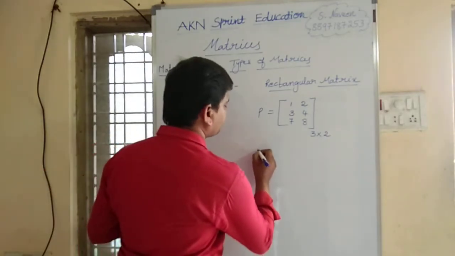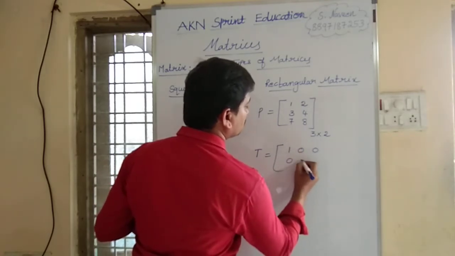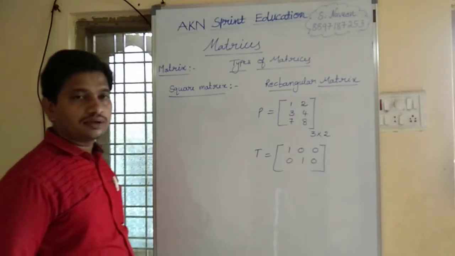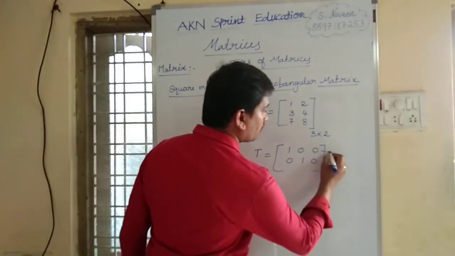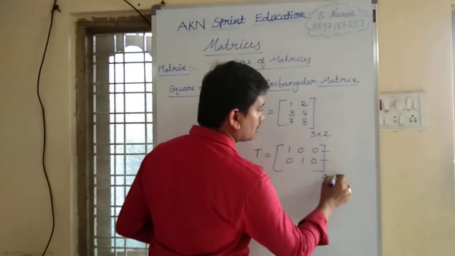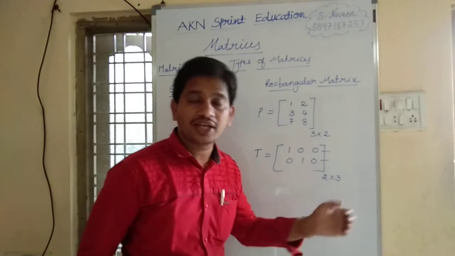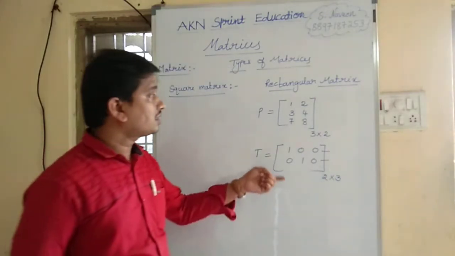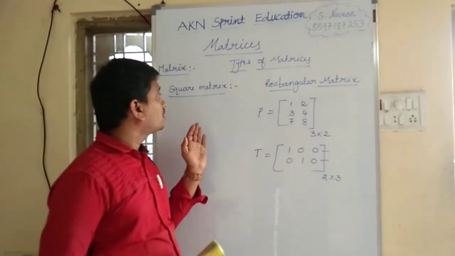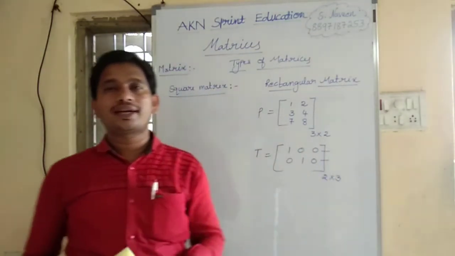Okay, one more example. For example, matrix T equal to 1 0 0. You can see here the number of rows is 2 and the number of columns is 3. They are different, and hence that matrix is said to be a rectangular matrix. So I hope you understood the difference between square matrix and rectangular matrix.